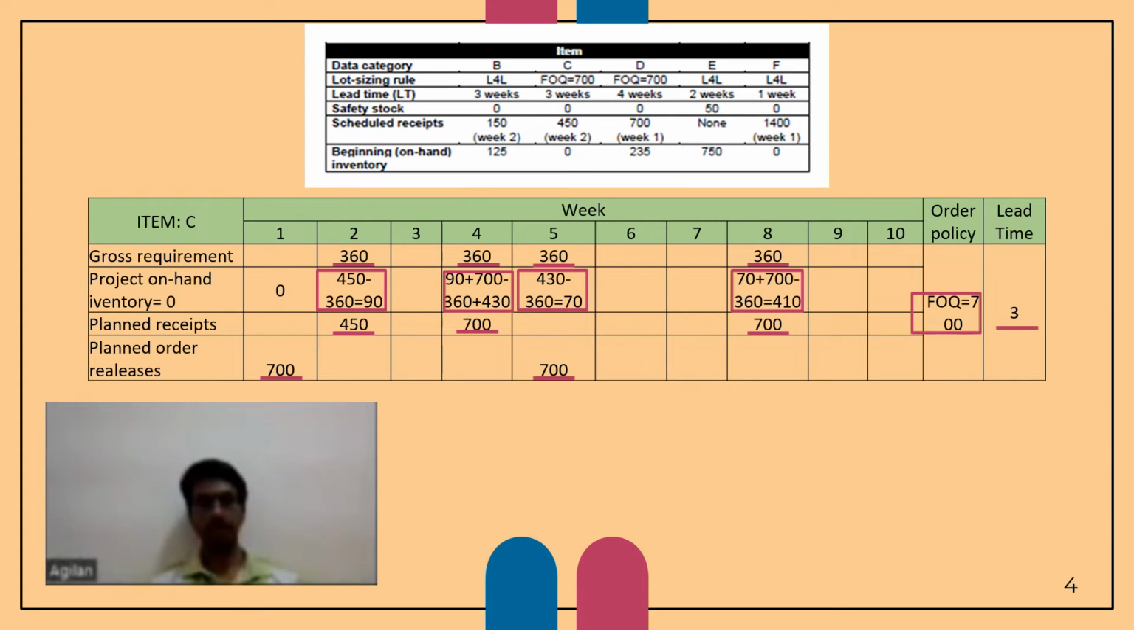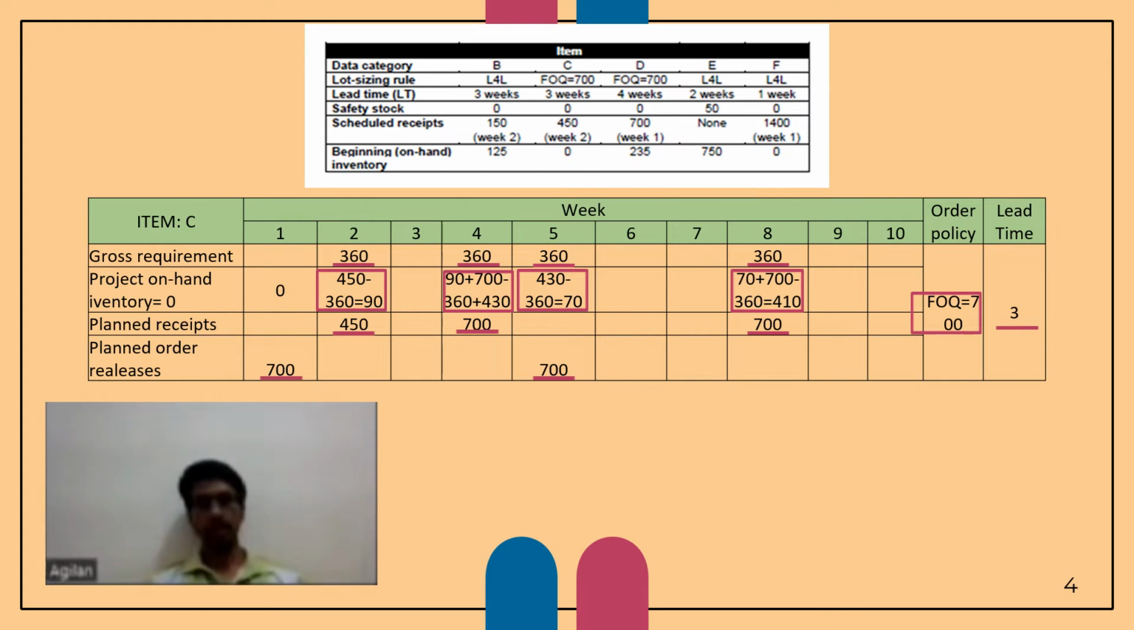unhanded inventory. So now the planned receipt is 700. And then week 5, it is 360 here on gross requirement. Then projected unhanded inventory. Since week 4 was 430 and it is more than 360, so just subtract 360, we'll get 70.